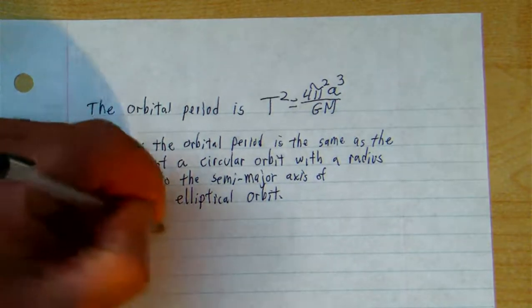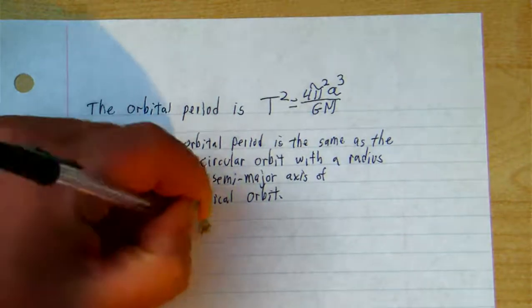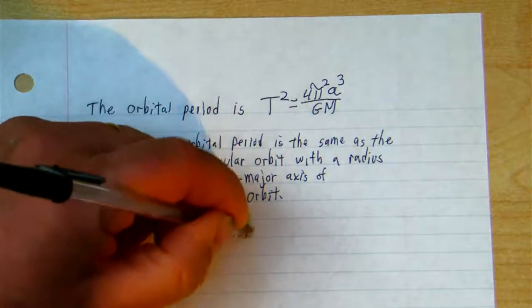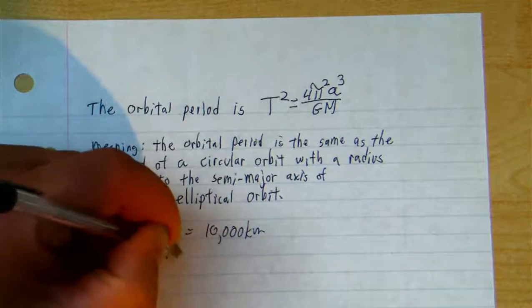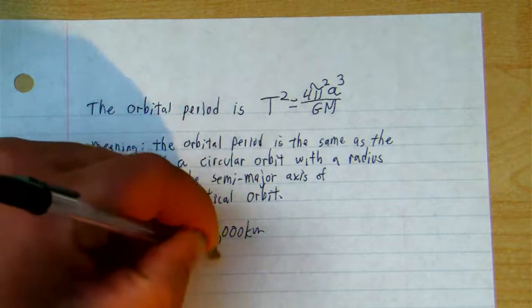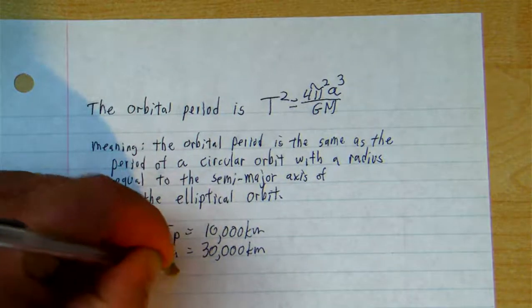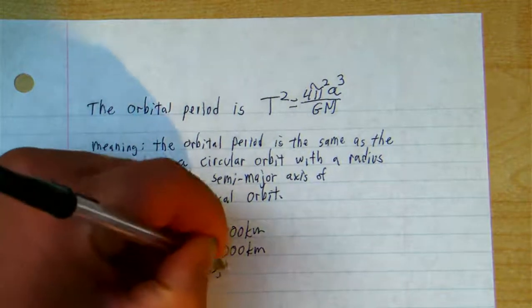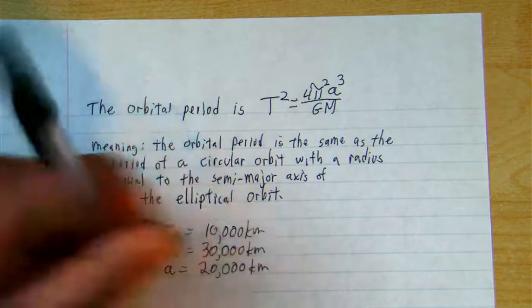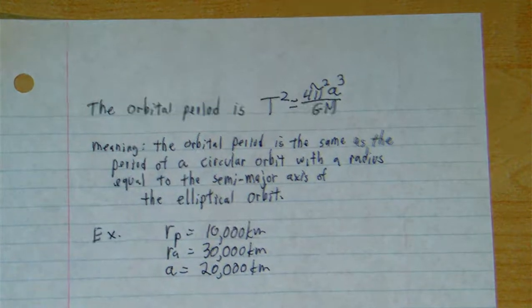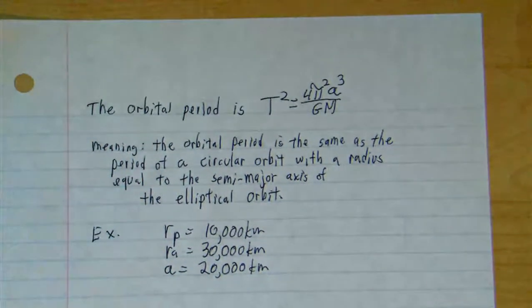So for example, our peri equals 10,000 kilometers. Our apo is 30,000 kilometers. Semi-major axis is 20,000 kilometers. And stand by.